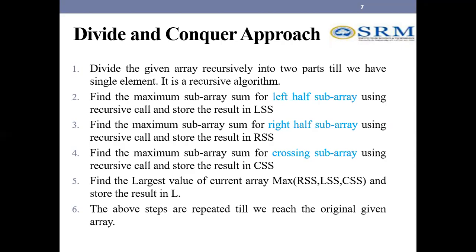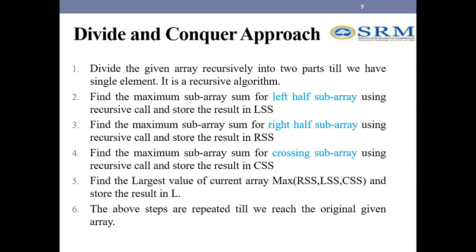Recursively, the input array is divided into sub-arrays till we have a single element. That is the first step, the divide step is over. After that, find the maximum sub-array sum for the left half, that is, the largest value for the left half, and find the maximum value for the right sub-array, then combine the result.